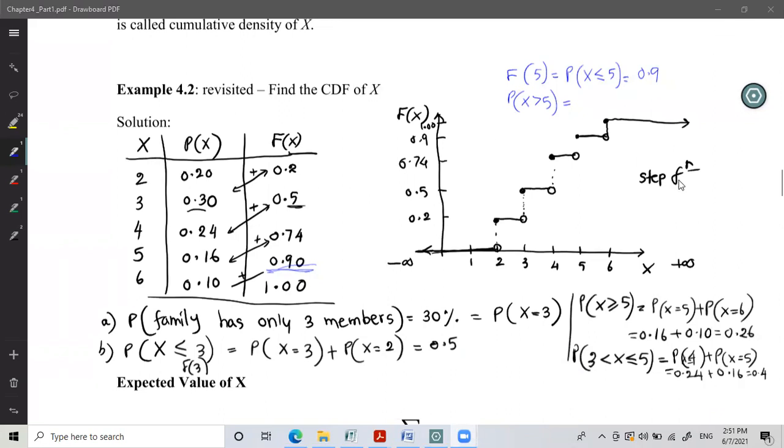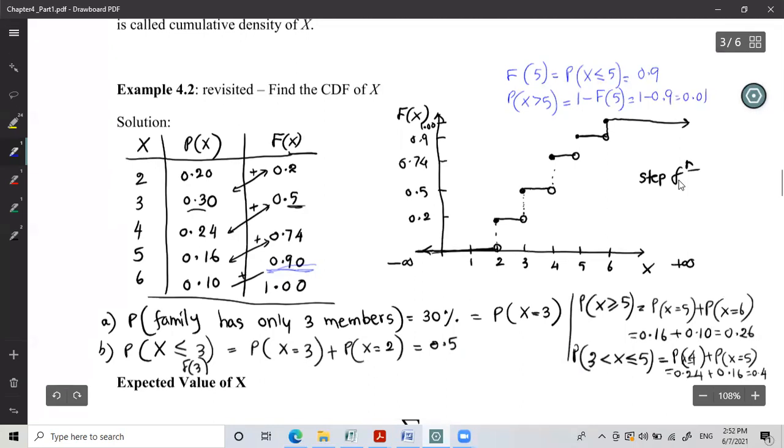You do the complement. What is the complement? This is 1 minus F5 actually, or the complement. So 1 minus 0.9 is 0.1. Okay, P(X greater than 5) is exactly P(X equals 6). If you compare it with the previous answer, they are the complements of each other. So you do the 1 minus.